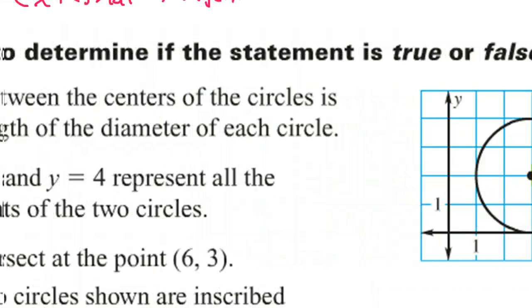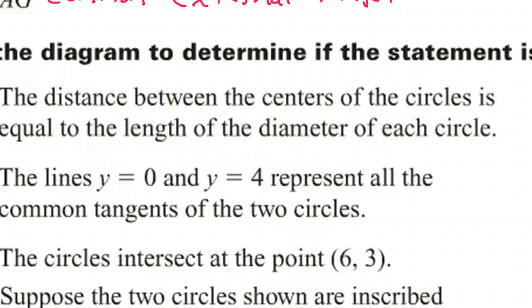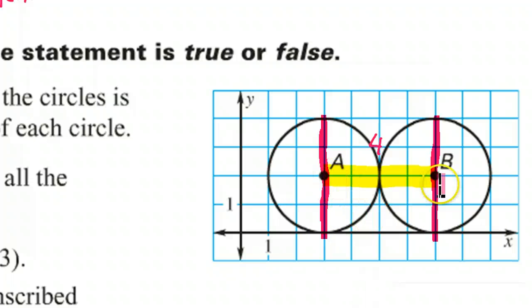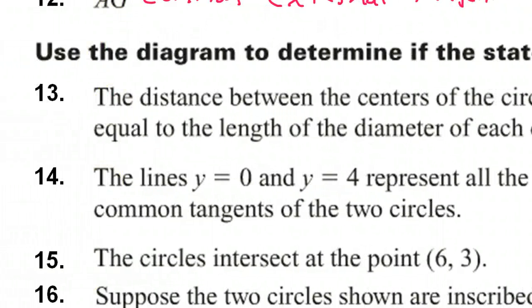Okay, now what's this other distance they're talking about? Is equal to the length of the diameter of each circle. Okay, so let's talk about the diameter of each circle now. So here's the diameter of circle A, and here's the diameter of circle B. Oh, look at that, 4 and 4. So that's true. The distance between is the diameter of each circle. So we will classify that as true.